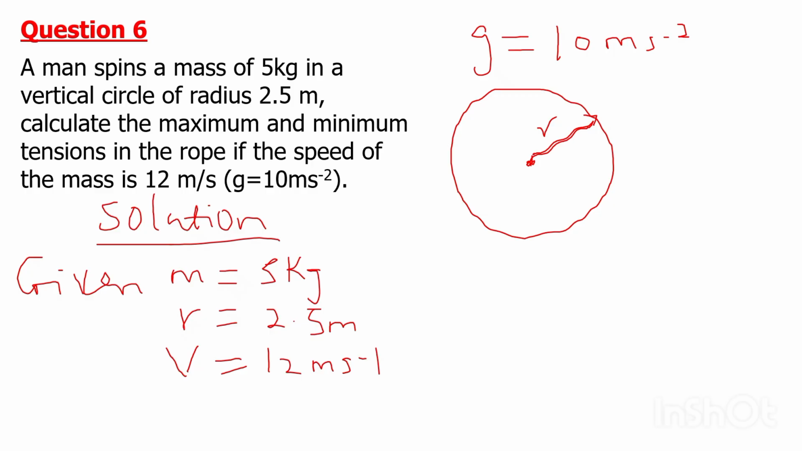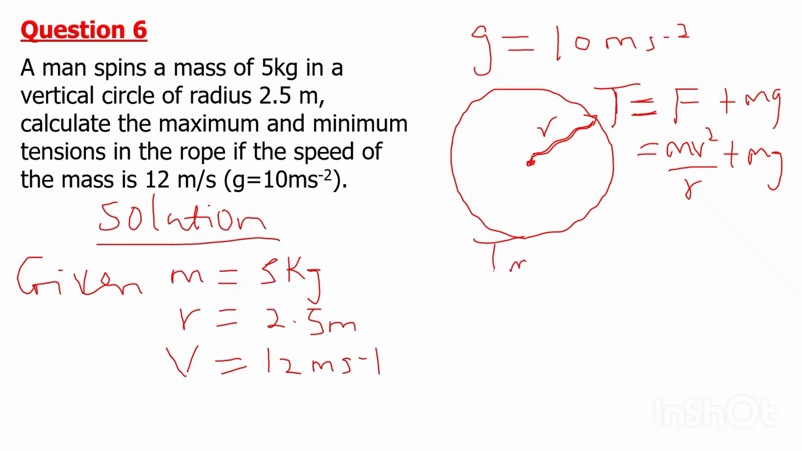The maximum tension in the rope, T, will be, remember, tension is a force. Tension is a type of force. The maximum will be F plus mg. And which force are we talking about? Since it's circular motion, it will be mv squared over r plus mg. Let's substitute to get the maximum tension.